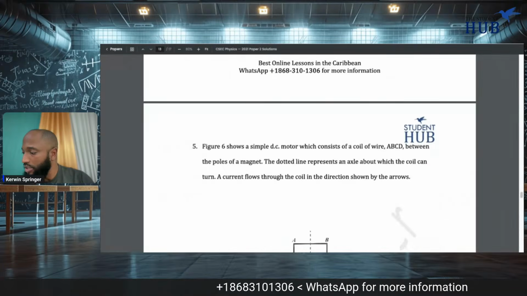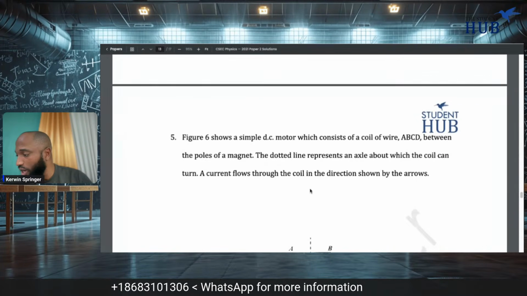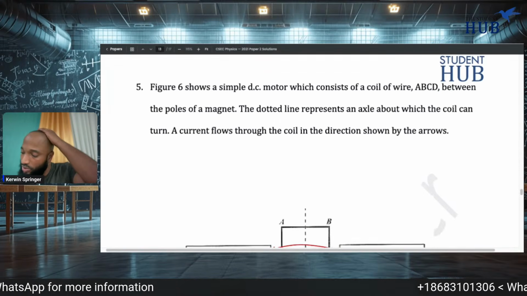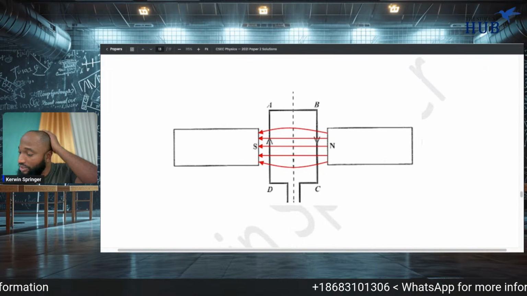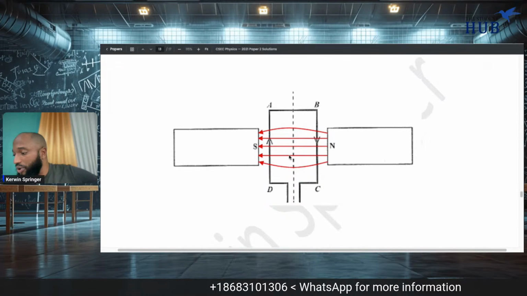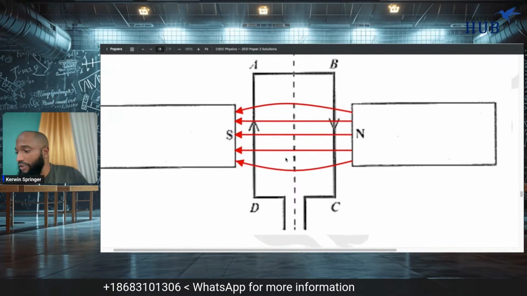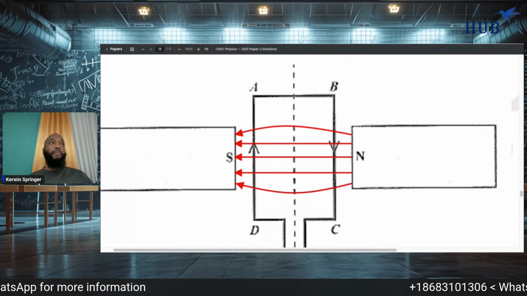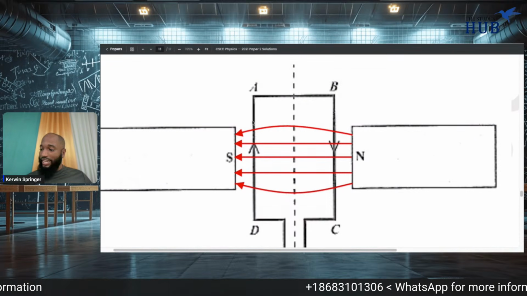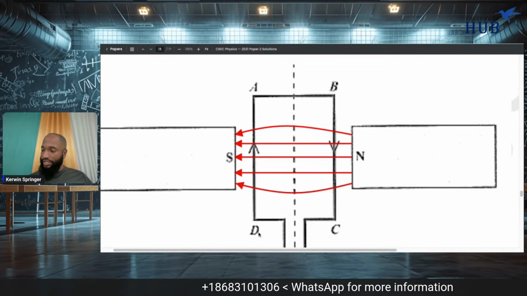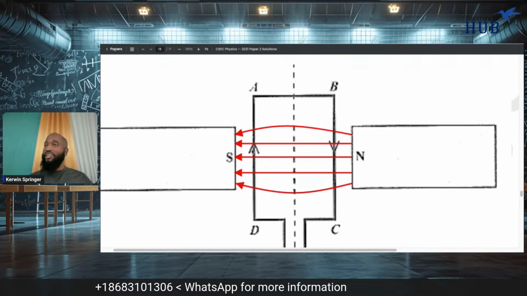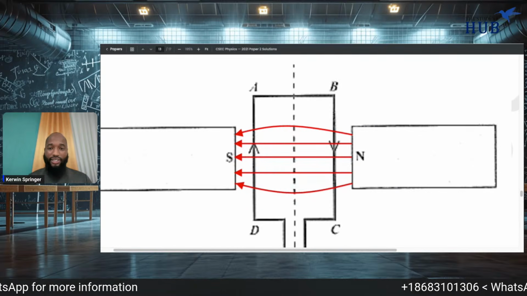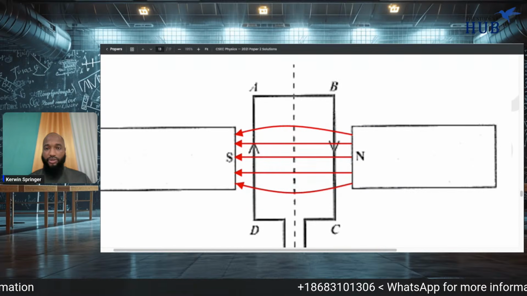Number 5 is about the DC motor. Are you guys fully equipped to handle any question on the DC motor? Yes, sir. All right. So here's a question for you guys. Using Fleming's left-hand rule, because that's what you'll use for the motor, I'm looking at side AD, A, B, C, D, AD. Will AD come out of the paper or go into the paper? Talk to me. AD, out of the paper or in the paper?